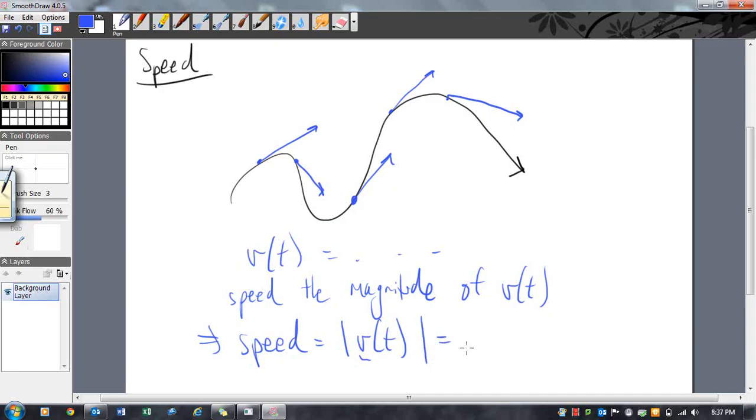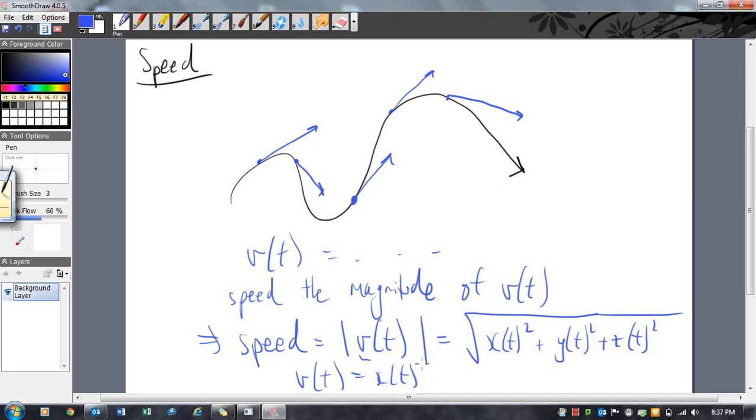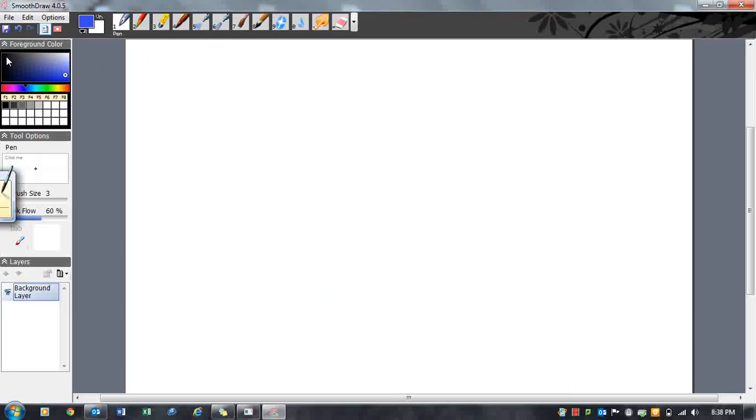Usually that's the square root of the x(t) function squared plus the y(t) function squared plus, if there's a z, the z(t) function squared, if the velocity function is x(t) i plus y(t) j plus z(t) k. So that's what we're doing here. We're going to show you a couple of different examples, and we're trying to find out what the speed is and what the maximum and minimum speeds are, things like that. So let's just hack straight into an example.